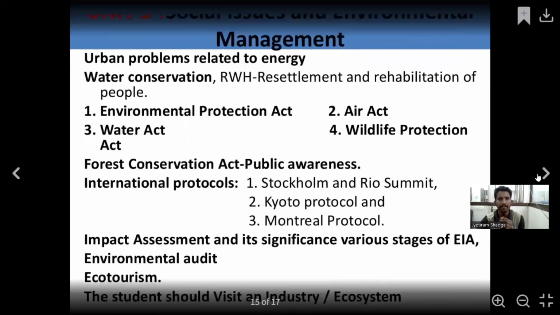Okay, next. So these issues, we also discuss about the Environment Protection Act, then Wildlife Protection Act, Air Act, Water Act, the Forest Conservation Act, environmental audits and environmental impact assessment. ये हम लोग next semester में हम लोग सीखेंगे.